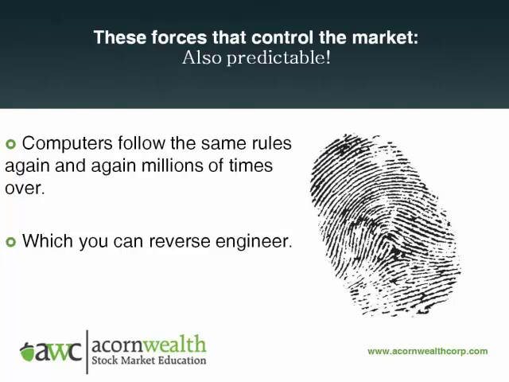So as scary as that might seem, these forces that control the market are very predictable. If you think about it, computers are just following the same rules again and again and again, millions of times over. And I use this example in class. If you woke up one morning and found that 10 of the shoe stores around your house had all had red Reebok shoes stolen, and the police were trying to find out where he was going to hit next, what would you look for? You would look for the next place with red Reeboks.